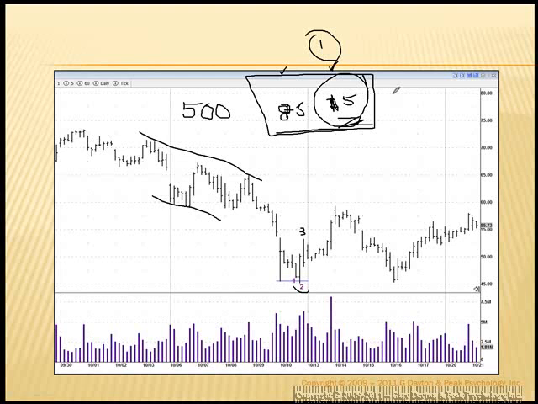Okay? So I've gone off on a tangent. I don't really mean to do that, but that's important to understand here. When you're looking at the game of trading, think about it like this.